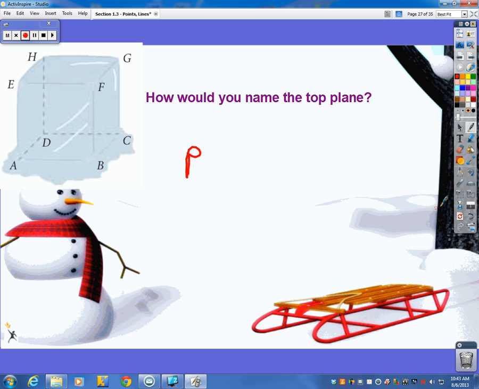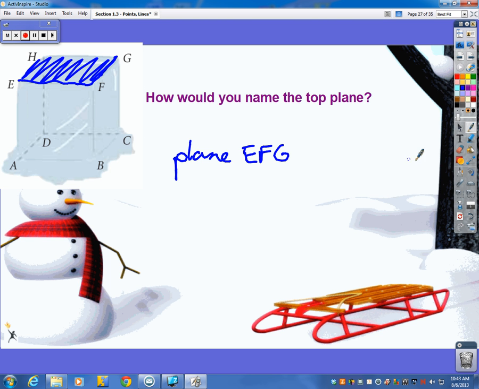But technically, let me write this not in red anymore, you could name it plane EFG, just 3 letters, and that's fine. EFG would technically only belong to that top plane. There's no other plane you could confuse points E, F, and G with because they're all in the top plane and no other plane do they exist.